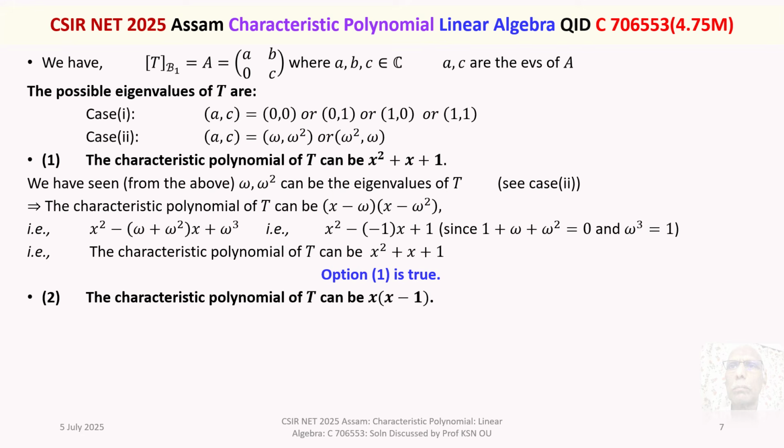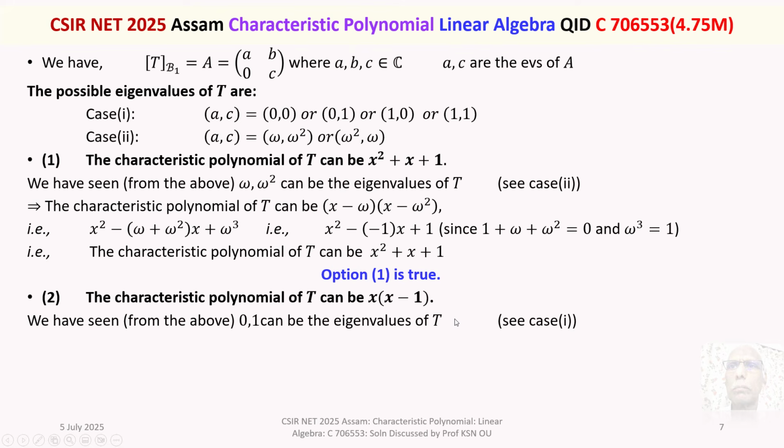The characteristic polynomial of T can be x into x minus 1. That means the eigenvalues can be 0 comma 1. Yes, they are present in case 1. Therefore, this is also true. We have seen from the above that 0 comma 1 can be the eigenvalues of T. In case 1, 0 comma 1 is there.